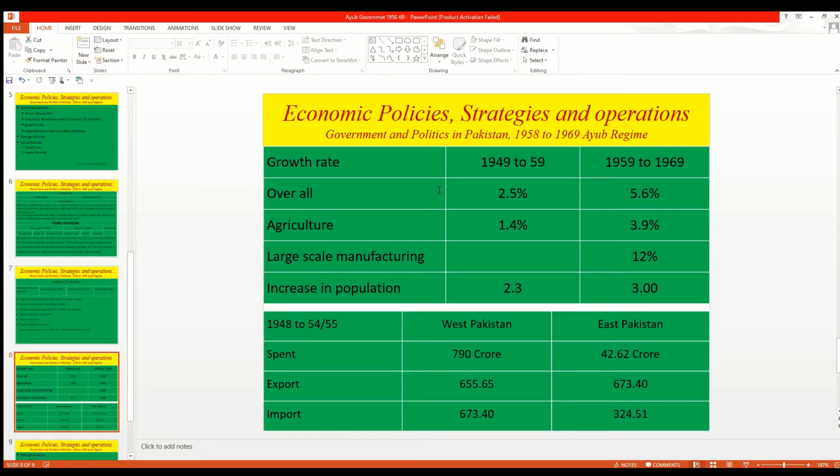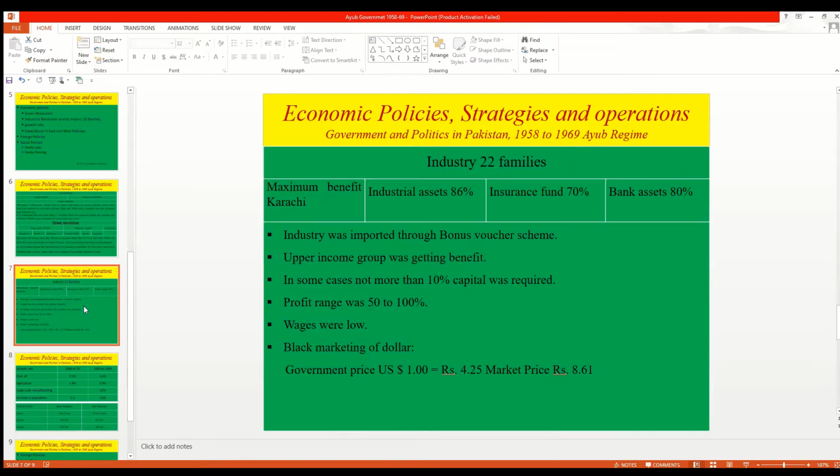In case of agriculture, in 49 to 59 the growth rate was 1.4%, while in 1959 to 1969 it was 3.9%, while large scale manufacturing in 59 to 69 was 12%, a big growth rate. In case of increase in population, in 49 to 59 it was 2.3%, while in 59 to 69 it was 3%. So this was a good growth rate. The economic development was accelerated, no doubt.